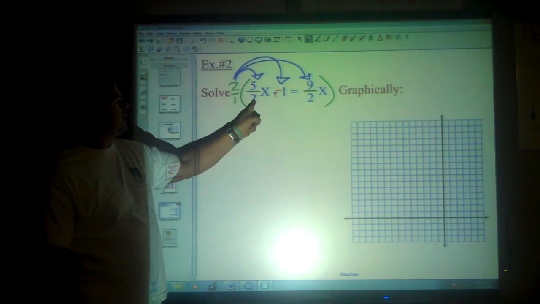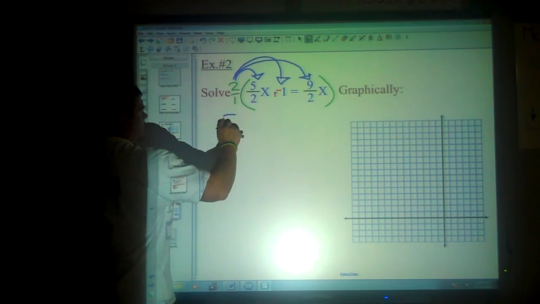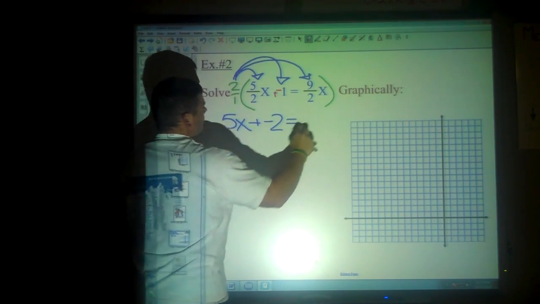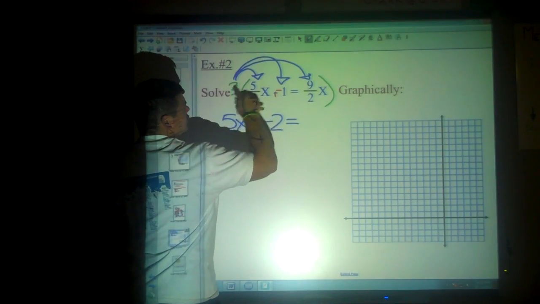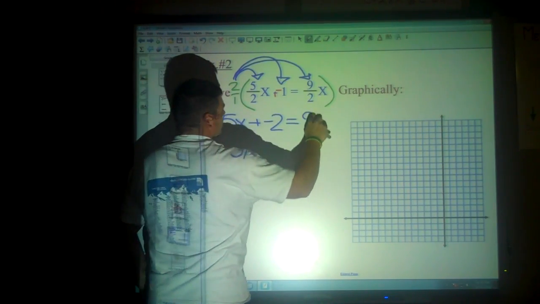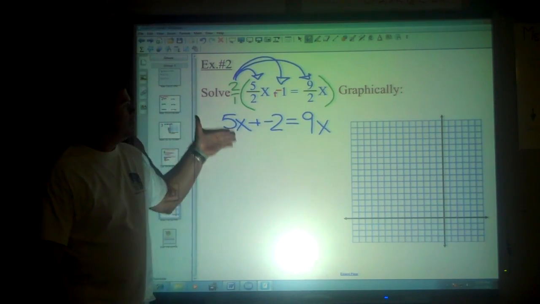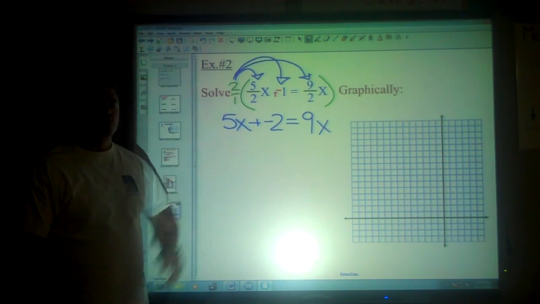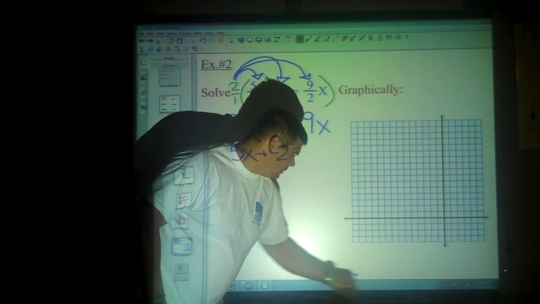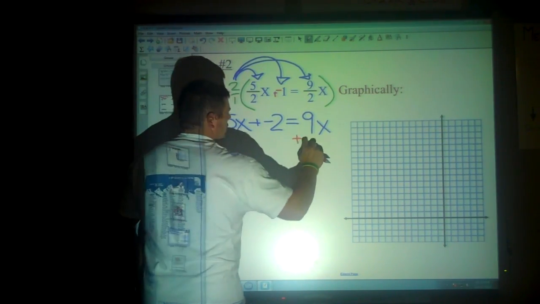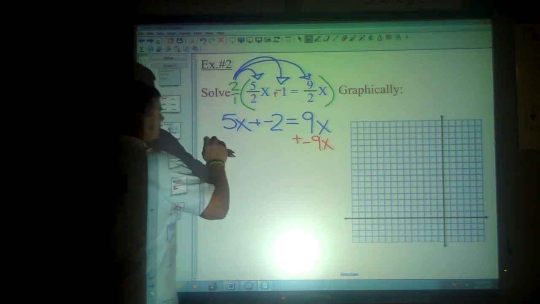Everything has to get multiplied by 2. When this multiplies by 2, they cancel out, leaving me with 5x. When this multiplies by 2, it's going to give me negative 2. When I multiply by the 2 over here, the 2 over 1 cancels out with the 2 on the bottom, leaving you with 9x. So this is so much easier to deal with when I've gotten rid of those common denominators. Now, according to step number 1, I need to get everything onto one side. So I'll add negative 9x to both sides.